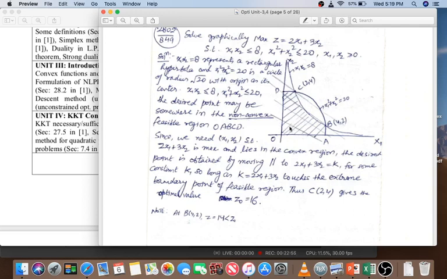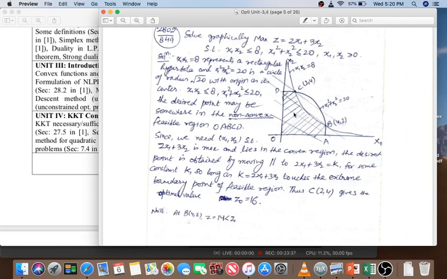Putting values of k like 1, 2, 3, it moves on, and ultimately at some point it touches this boundary, and at the last it leaves this region. After that it comes outside, which is not the feasible region. So I have to take it up to here, where it gives the maximum value. In the figure you can see it is touching at (4, 2) and (2, 4), the extreme points here.